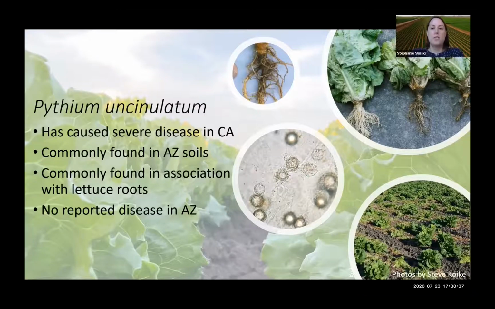Here's an unanswered question of when does disease occur. Pythium insidiosum has been found in Arizona soils for decades, and it's been isolated from lettuce roots that did not show symptoms of a disease. But this pathogen causes severe disease in California on romaine lettuce. We don't have a problem with this in Arizona. I don't have an answer to why we don't see this disease, Pythium wilt, in Arizona, but I can explain the factors that are necessary for disease to occur.